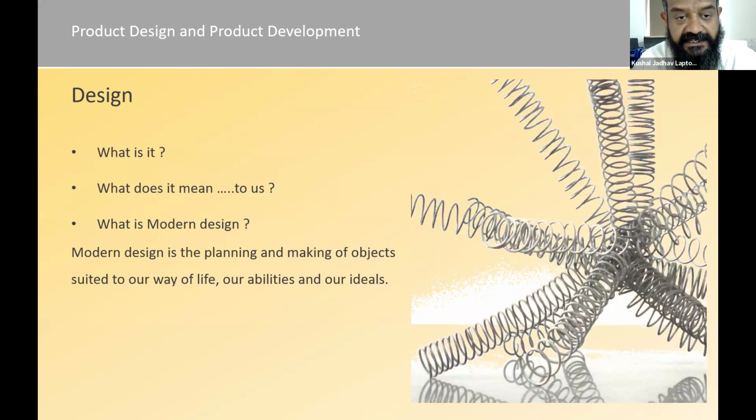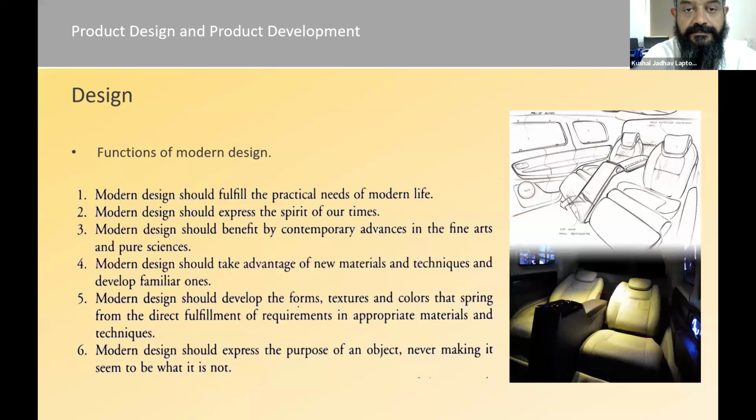So modern design is planning and making of objects suited to our way, our abilities, and our ideals. Let's say I am sitting here and I am in need of a web camera, which I can use for showing my sketches, or the act of sketching. So that's our way of life, our abilities, and our ideals. Modern design is actually very contemporary. It is right now with this geography, with this ethnography, with this setting, with this surrounding. So it's not anything related to the future. Modern means right now. So modern design should fulfill practical needs of modern life.